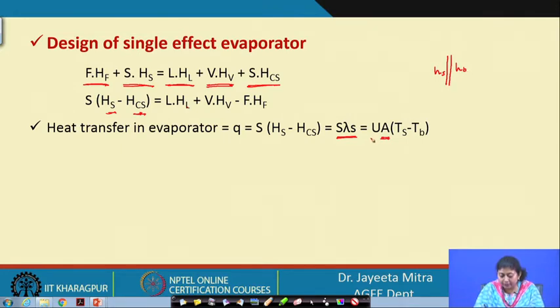So, we have calculated the overall heat transfer coefficient U, the surface area A, and the difference in temperature, which would be Ts, because of steam, and Tb, the boiling liquid. Okay. So, S into lambda S is equal to U A (Ts minus Tb). So, calculating this A, we can find out the area requirement of the evaporator, that means the size of the evaporator.